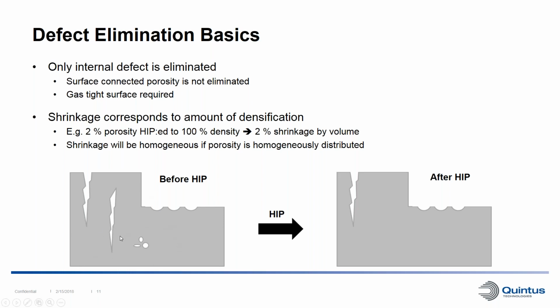We can see we have a couple of internal features here in the left picture, and with the hip process we can remove those completely. However, if we look at these surface connected features, here's a surface crack and just a rough surface or something, those kind of features will not be affected by the hip cycle. If we look closer at a surface crack, for example, it will not be closed by the hip process, but nor will it be opened by the hip process.